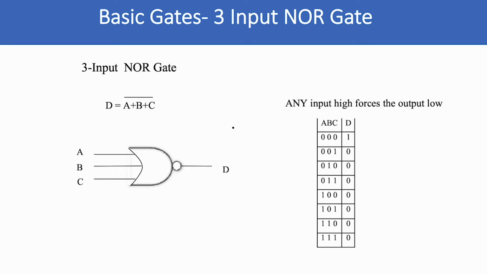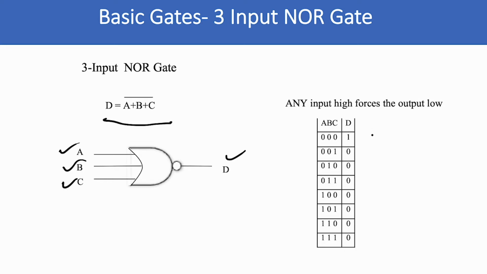Well, we can have a 3-input NOR gate. In fact, we could have a 4-input NOR gate, but we're just going to talk about the 3-input NOR gate. Just like the 2-input, except that it's got 3 inputs, A, B, and C, with 1 output, D. This is the Boolean expression for this gate. The output D is equal to A plus B plus C, the output inverted.